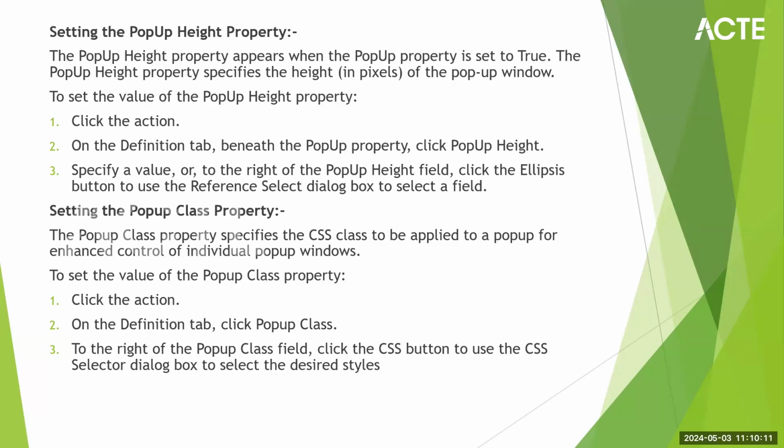So how to set it? Click on the action and on the definition tab, in the drop-down, you click on the pop-up class, or else you can click on the ellipsis button and you can add the field, or else you can just click on that CSS button. In the drop-down there will be a default CSS style.